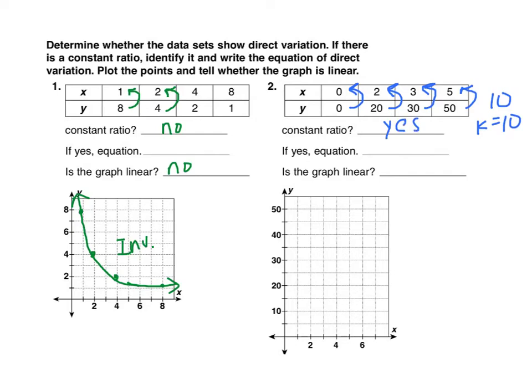If yes, the equation. So in order to give the equation, we're going to write it as y equals the k value times x. Is the graph linear? So let's graph it: 0, 0, 2, 20, 3, 30, 4, 40, 5, 50. And is that linear? Get the right tool. Wrong color there, but yes, the right tool. So yes, this is a linear graph. So that one was a direct variation.